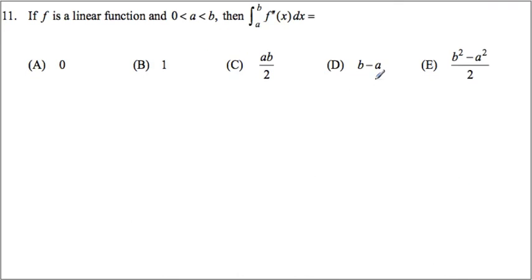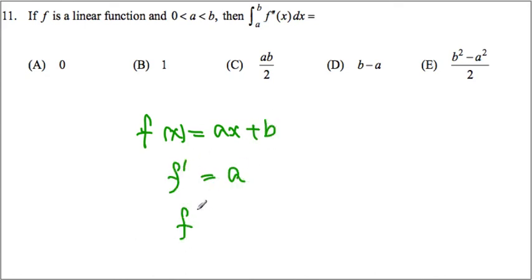Number 11. If f is a linear function, then f of x can be equal to ax plus b. Then what is f prime? F prime must be equal to a. What is f double prime? That's equal to 0. So in this case, what we end up getting is 0. So a through b, 0 times dx. Anything multiplied by 0 will be equal to 0, so our final answer becomes this.